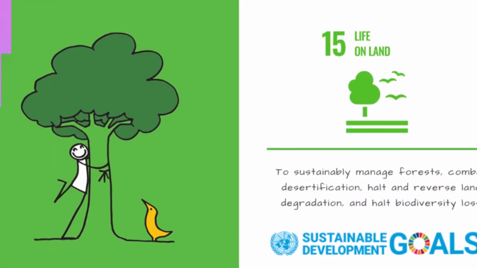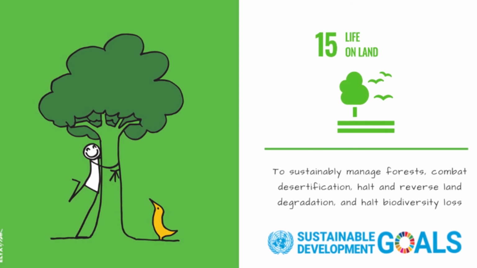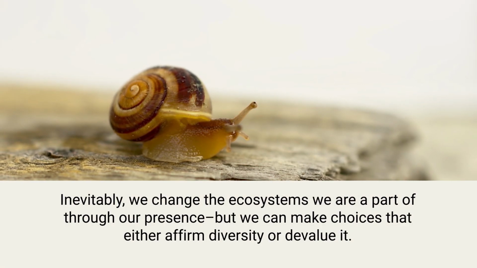Goal number 15, that is life on land. To sustainably manage forests, combat desertification, halt and reverse land degradation, and halt biodiversity loss. Inevitably, we change the ecosystem we are a part of through our presence, but we can make choices that either affirm diversity or devalue it.